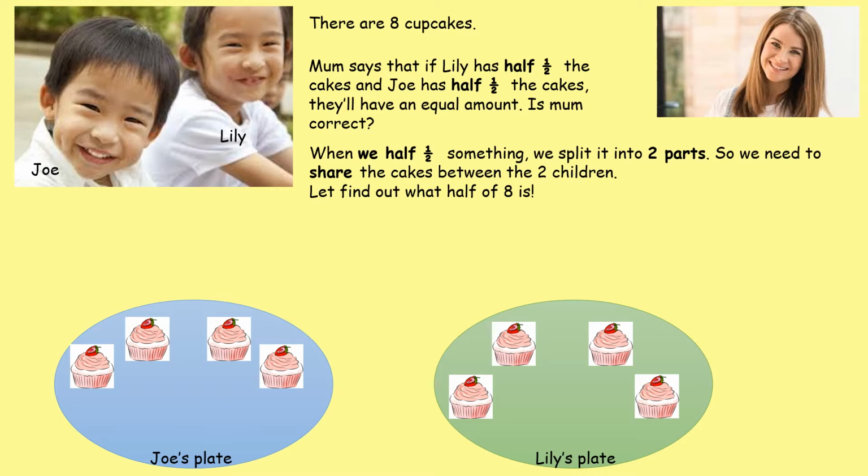Oh, children, look at Joe and Lily's plates. So Joe has 1, 2, 3, 4 cupcakes, and Lily has 1, 2, 3, 4 cupcakes. We split the 8 cupcakes in half. We shared those 8 cupcakes into halves, and each child got 4 cupcakes. So half of 8 is 4. Each child gets 4 cakes, which is half of the cakes. So mum was correct because Joe and Lily have both got 4 cupcakes.